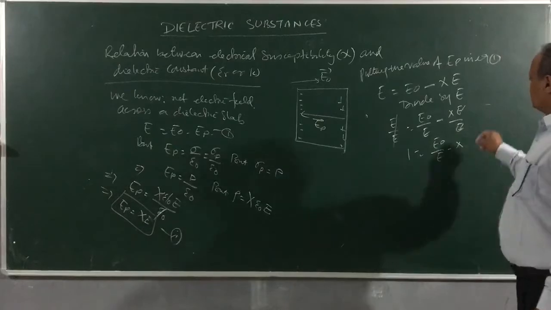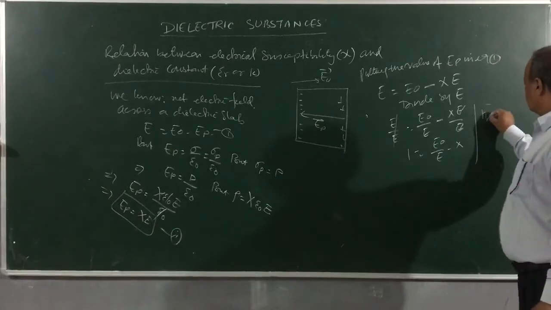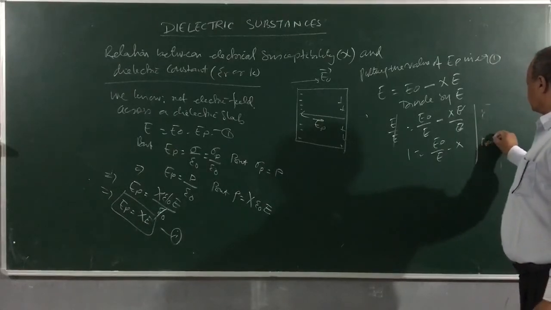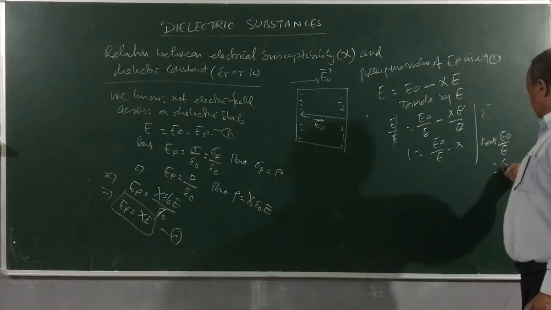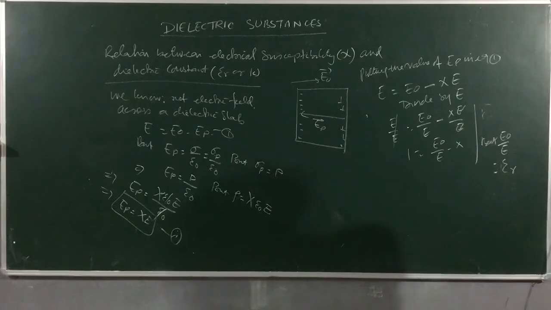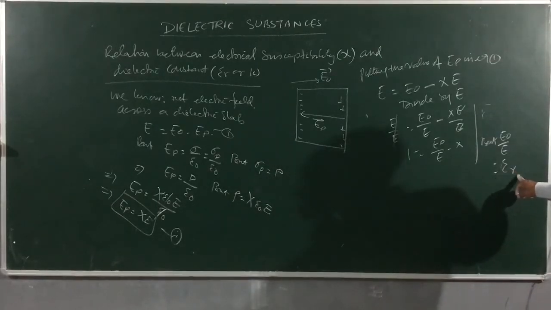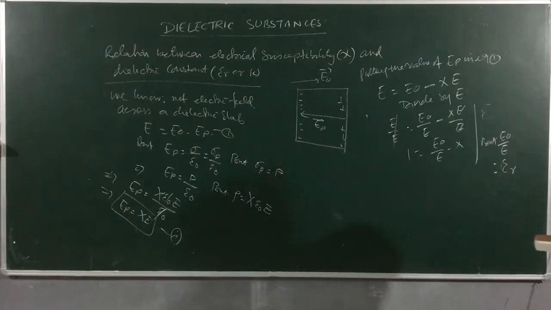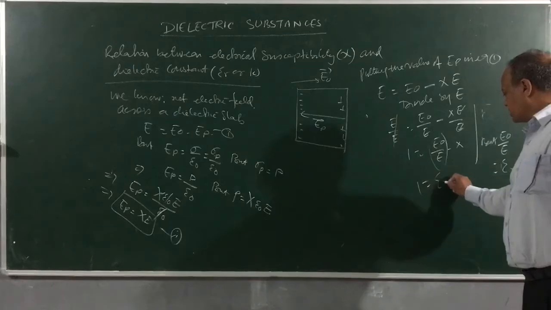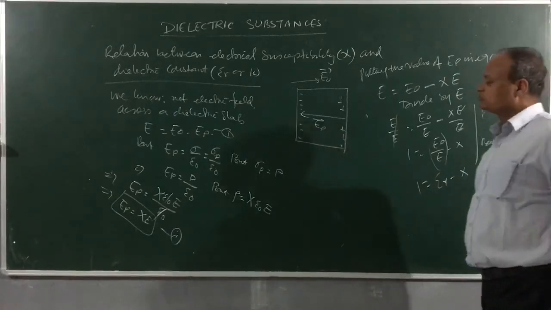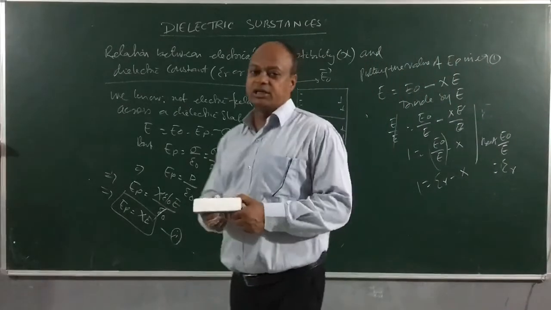And you already know, E naught by E is equal to how much? Relative permittivity of free space or dielectric constant. So here I will replace it by epsilon r. So 1 equals epsilon r minus chi. We got a very interesting relation.